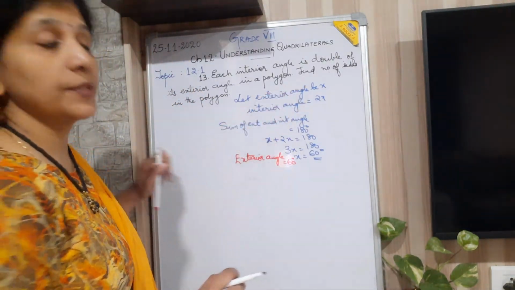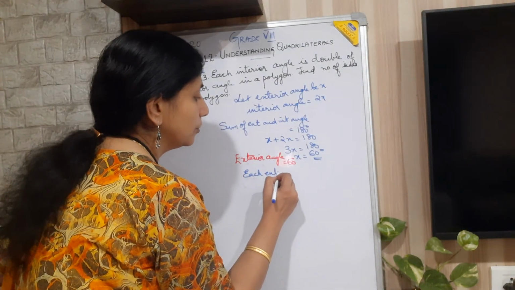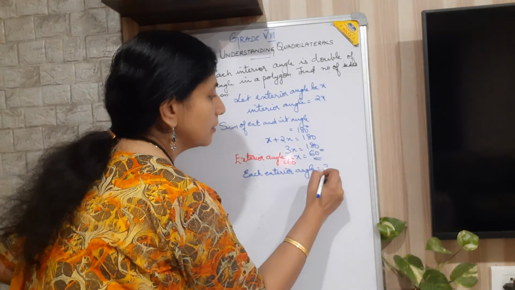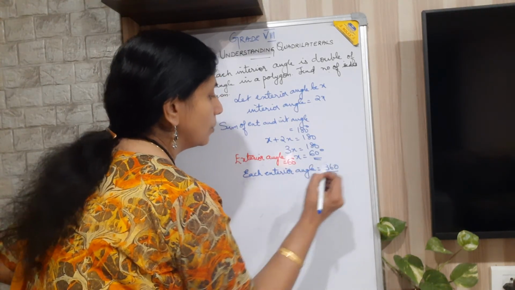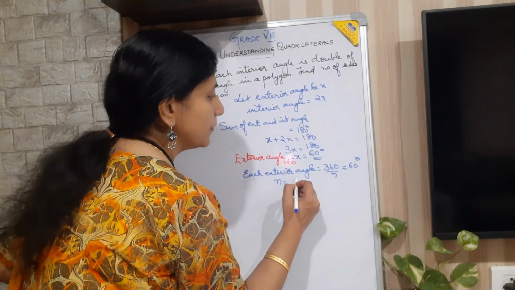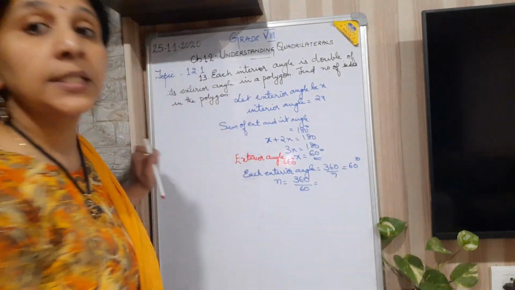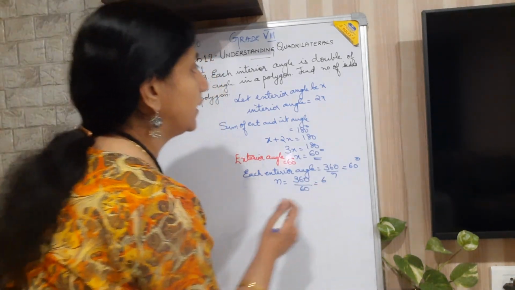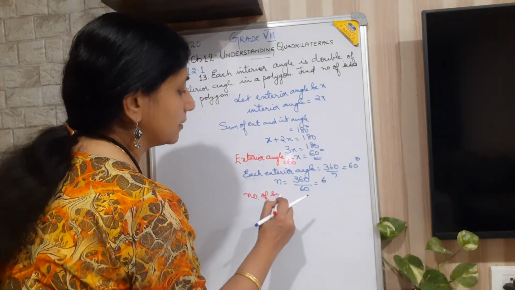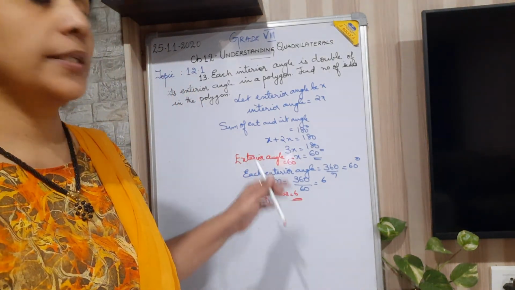Okay. Now each exterior angle you got it as 60 degree. So find the number of sides. What is the formula? Each exterior angle is equal to 360 by number of sides. So that is equal to 60 degree. So number of sides is equal to 360 by 60. It is 6 sides. So 6 sides is a hexagon. So number of sides is equal to 6. So understood? That is, it is a hexagon.